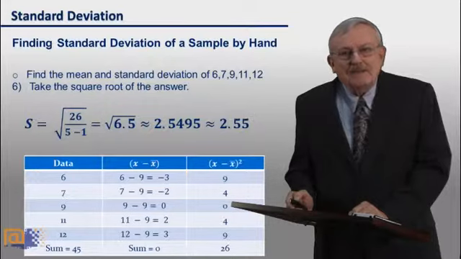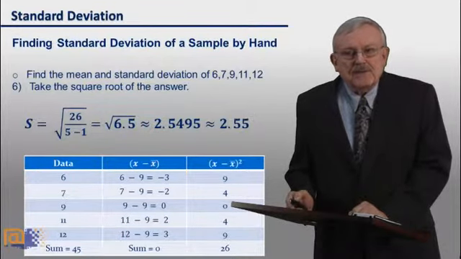What that tells us is that the elements of this particular sample vary from their mean value by a typical or standard amount of 2.55.